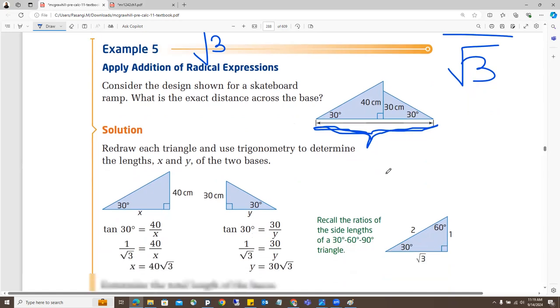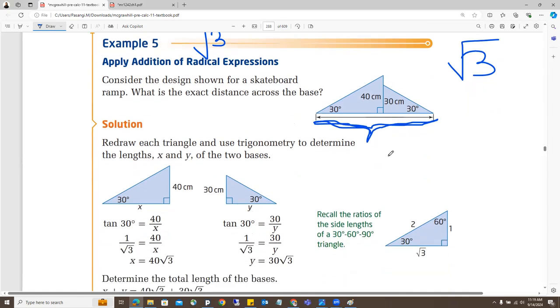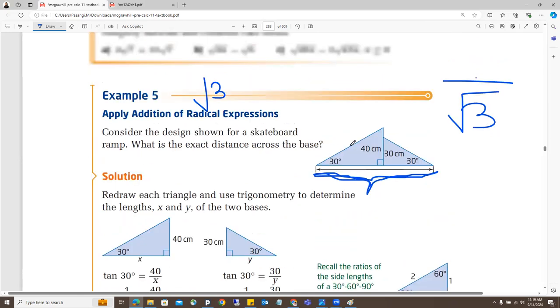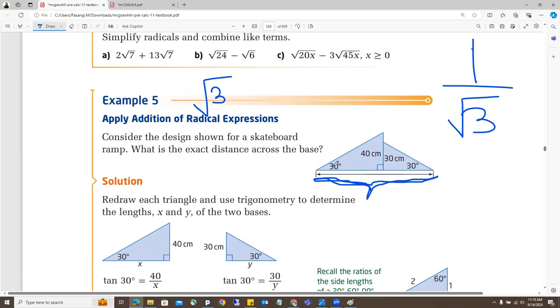How do you divide? How to do it? Okay, it's easy. We need this entire length. We can consider it in two parts. This one is x, this part is y.